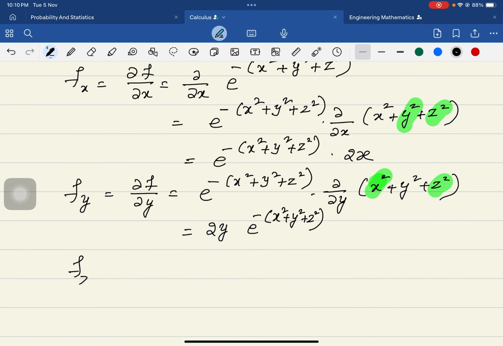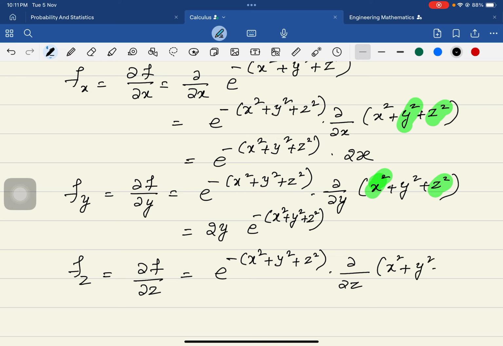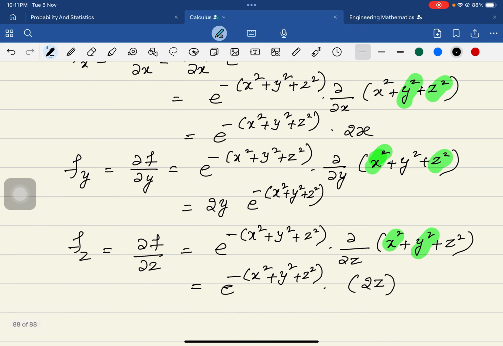Similarly, you can find out fz also, which is dou f by dou z. Now the constants will be, first we write down e raised to negative of x square plus y square plus z square, times dou by dou z of negative of x square plus y square plus z square. Now x square and y square are the constants. So we write e raised to negative of x square plus y square plus z square times the derivative of z square, which is 2z. That's the solution. I hope it is clear.